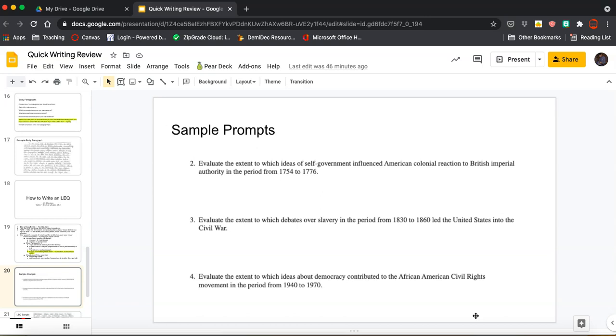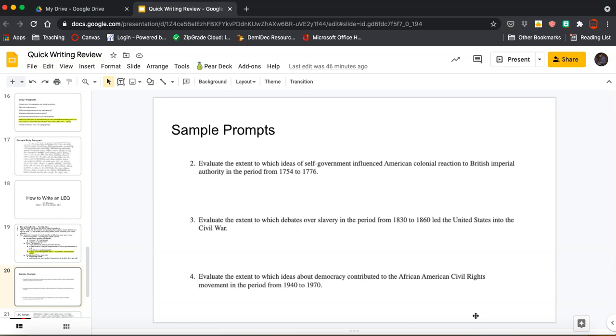So evaluate the extent to which ideas of self-government influenced American colonial reaction to British imperial authority, evaluate the extent to which debates over slavery led to the Civil War, and evaluate the extent to which ideas about democracy contributed to the African American Civil Rights Movement. All of these are causation essays. How did this thing cause that? That's what it's asking.